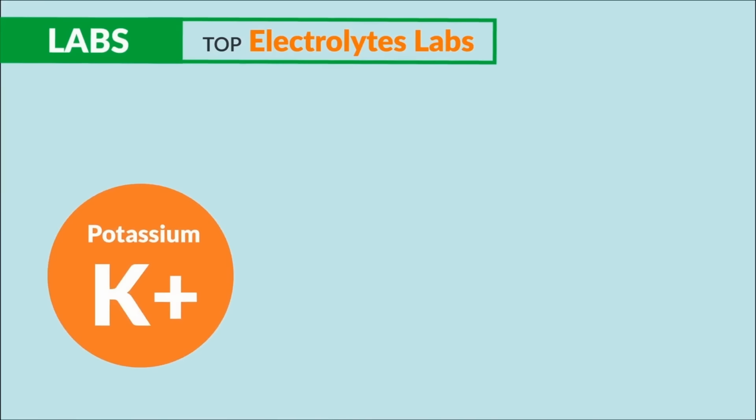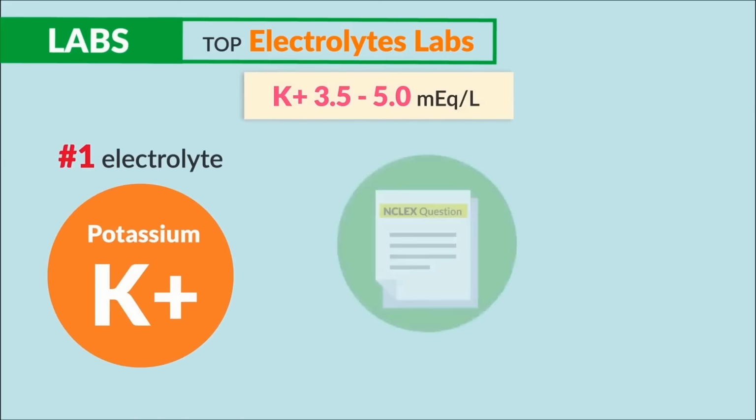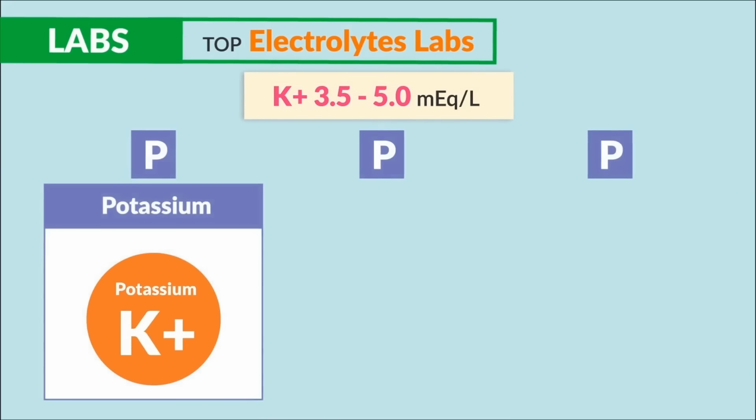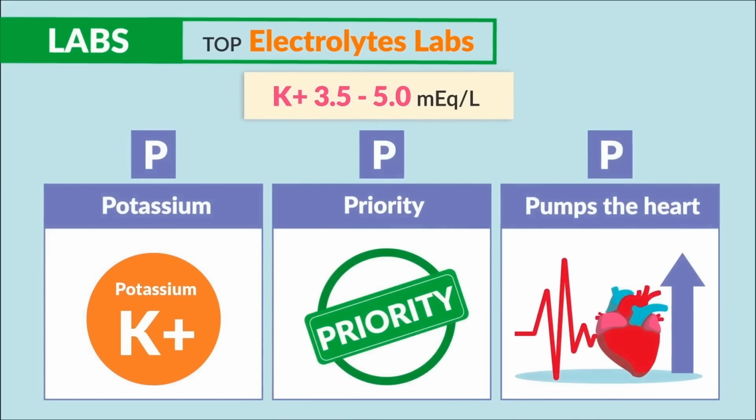Now for potassium, this is 3.5 to 5.0. Now this is the number one electrolyte to know for the NCLEX and nursing exams. So just think of the 3 P's of potassium. So potassium is priority since it pumps the muscles.